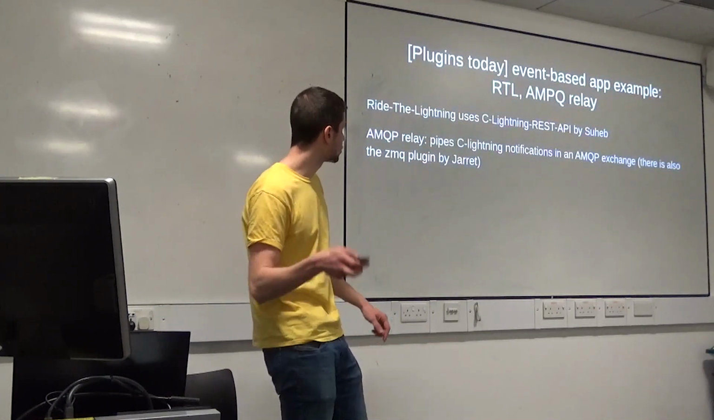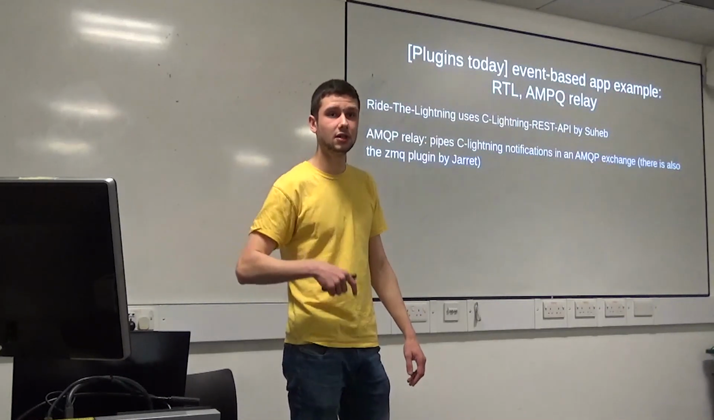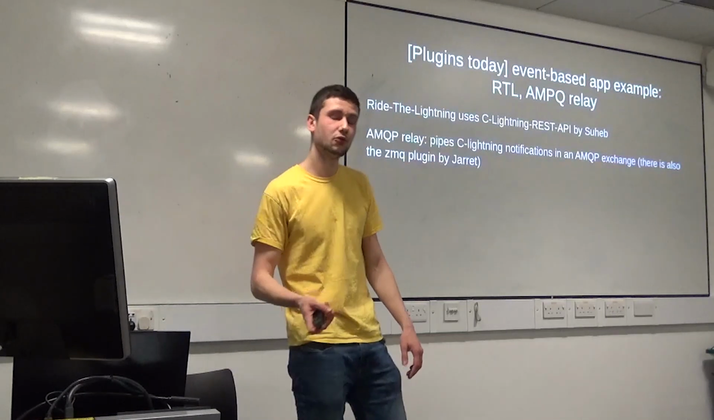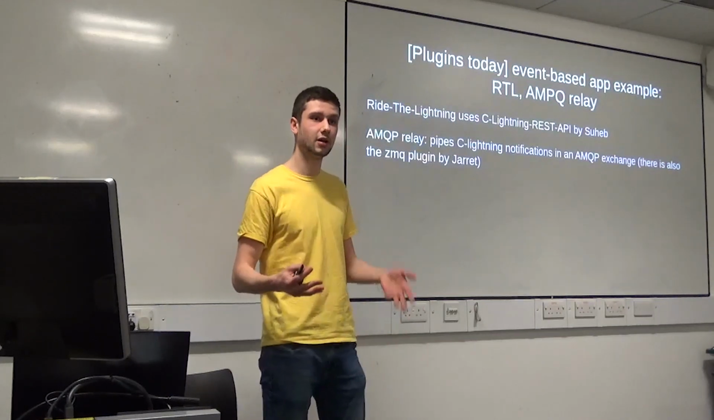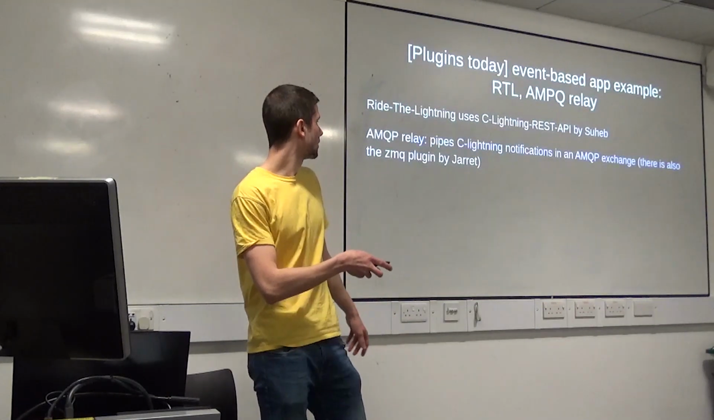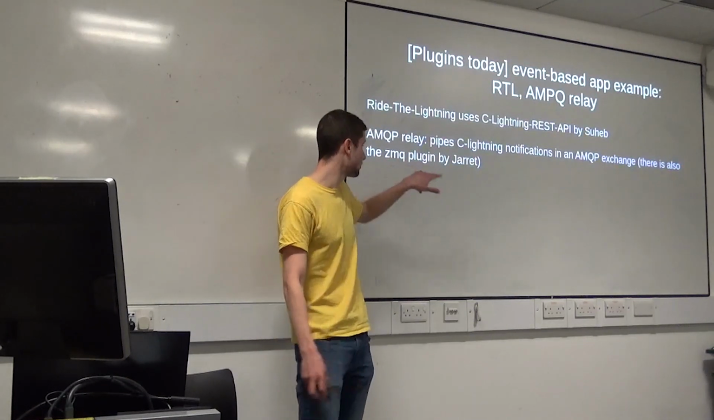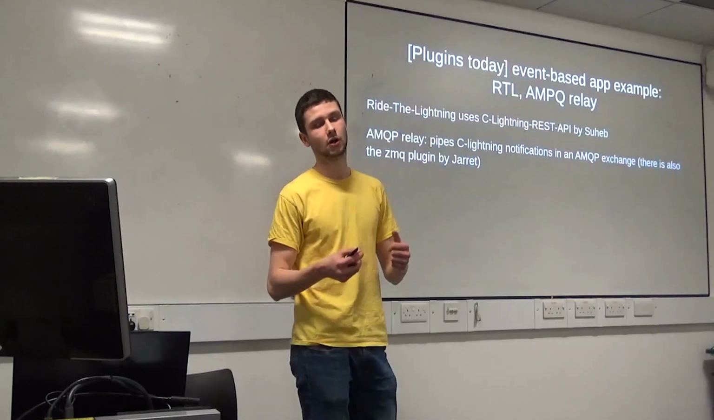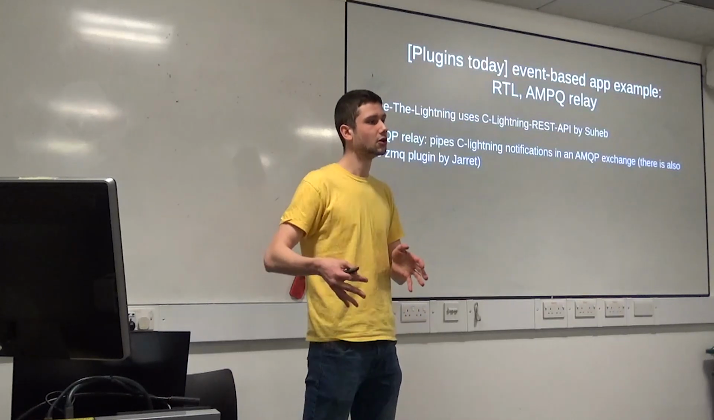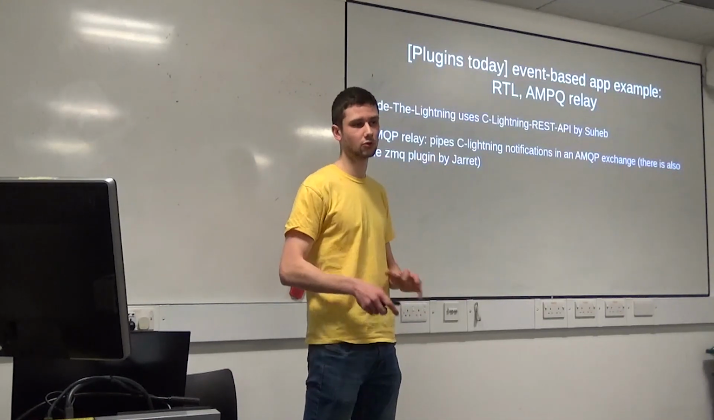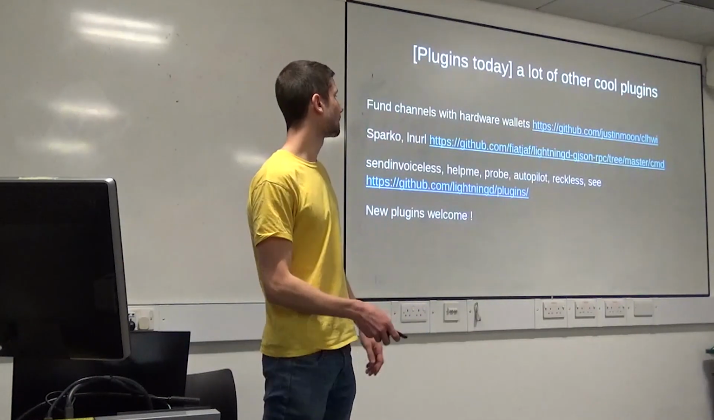For event-based applications, Ride the Lightning, which is a web interface to LND or C-Lightning, uses the C-Lightning REST API by Shahana for the C-Lightning part, which can be run as a plugin using C-Lightning JS. The AMQP Relay plugin by Mr. Ash or the ZMQ plugin by Jared both listen to all the notifications from C-Lightning and will queue them, so that even if C-Lightning crashes, you don't lose any notification for a web application, for example.